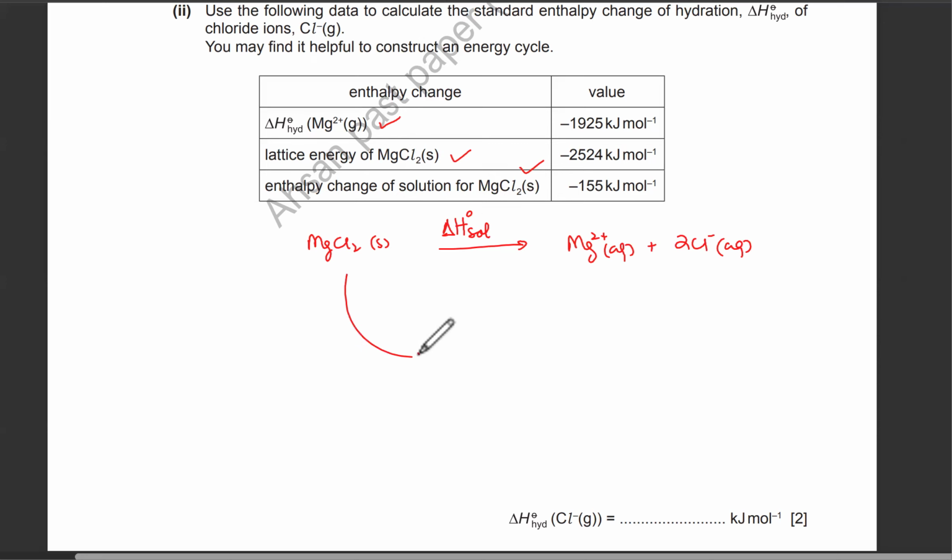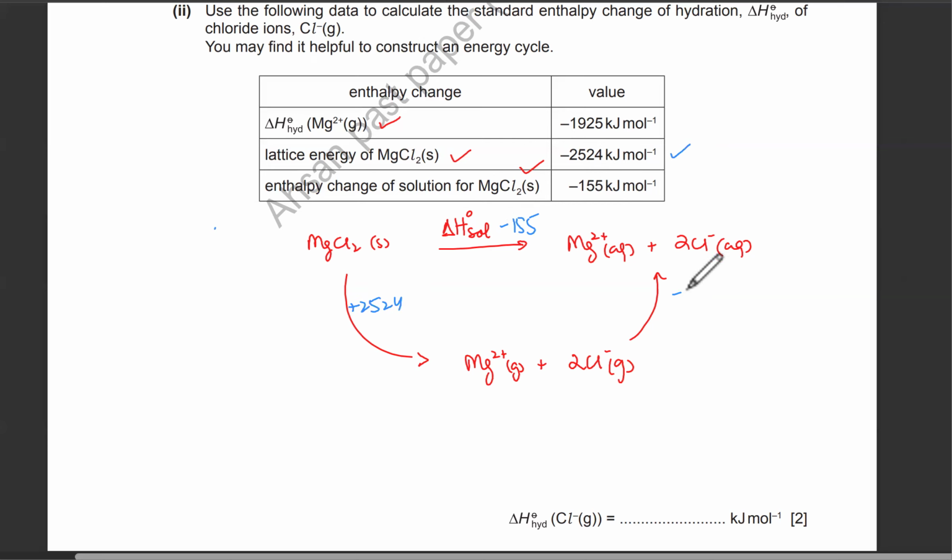Now what do you do? You're going to break the lattice, forming gaseous Mg2+ and Cl- ions, and then you're going to hydrate them. The enthalpy of solution is given, minus 55. Breaking the lattice is minus lattice energy, which is given as 2524, so plus 2524. Remember, we're going in the opposite direction. Then hydrating the ions: magnesium is given as minus 1925.